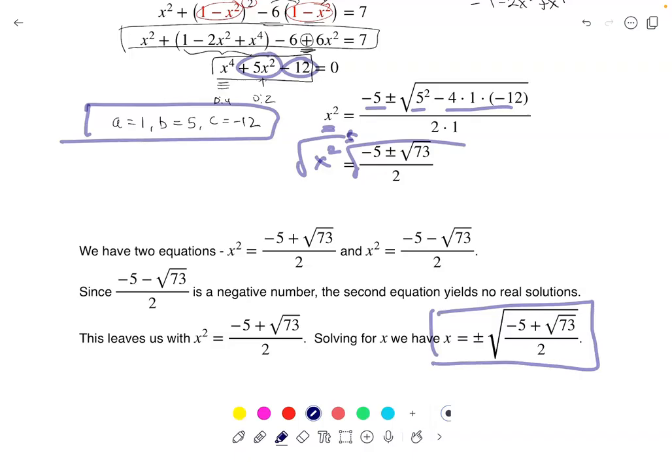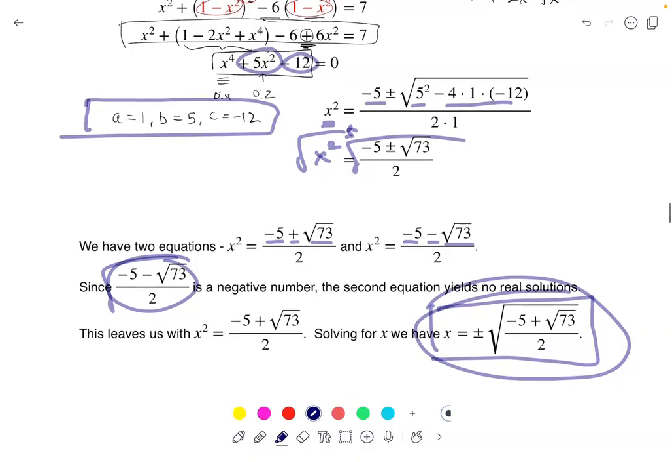Actually, let me back this up. When I tried to square root both of these x squared values, I had some non-real answers. I have -5 plus the square root of 73 over 2, and -5 minus the square root of 73 over 2. And this one here is a negative number. So when I ultimately try to square root that, I get an imaginary answer. It doesn't give me any real solutions, which is fine. So ultimately, these are my two answers.